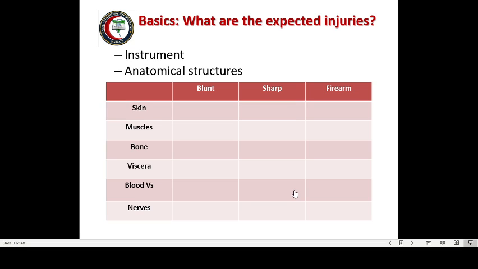Any region of the body consists of certain anatomical layers. Every region of the body is surrounded by skin, and beneath this skin there is subcutaneous tissue, muscles, bone, organs, blood vessels, and nerves. We should know what will occur to each of these layers when it is exposed to blunt trauma or sharp trauma. For blunt trauma, the skin may suffer from abrasions, bruises, or contused wound.